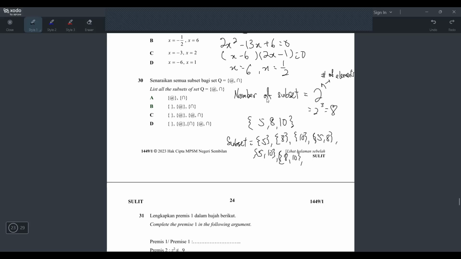And then 5, 8, 10. Don't forget to list the whole thing also. The whole thing is also considered a subset. And then the last one is always the empty set. What is this symbol? This symbol means empty set.